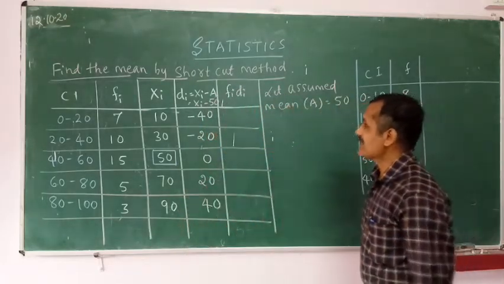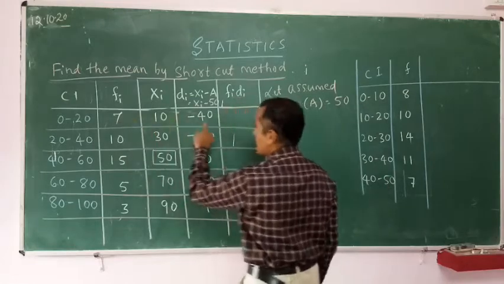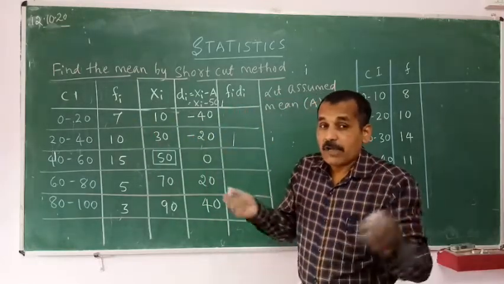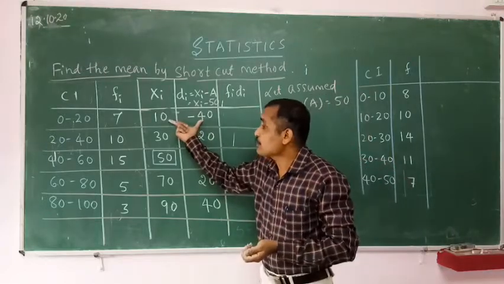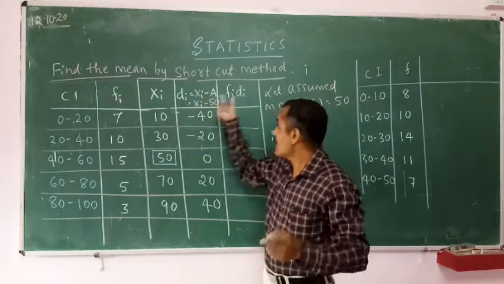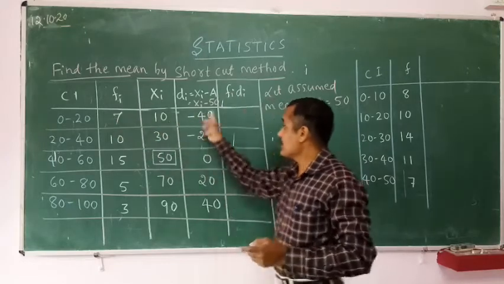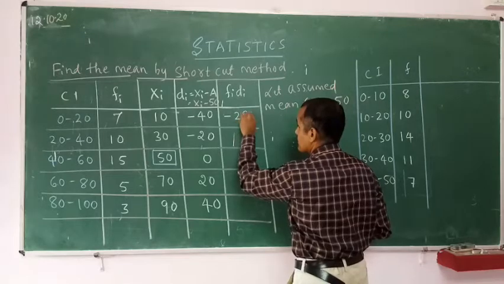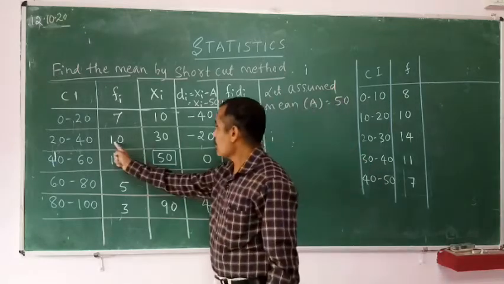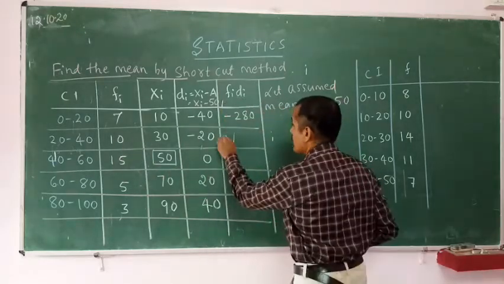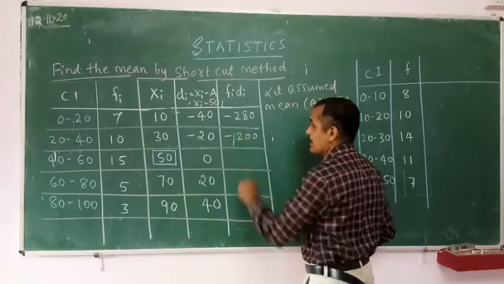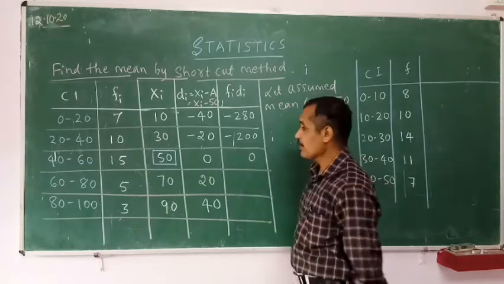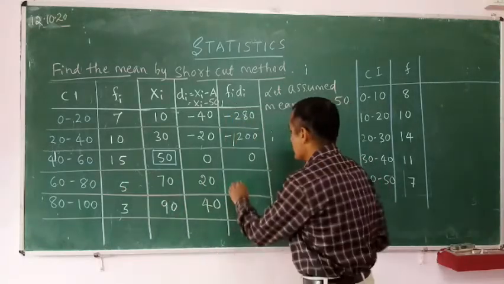Fi di, frequency into deviation. My dear children, sometimes we make a mistake while multiplying. Sometimes we multiply these two also, but you should be very careful. It is Fi into di. Come on. It is minus 280. From here to here, it is minus 200. From here to here, it is 0. 15 into 0 is 0, 25 is 100.